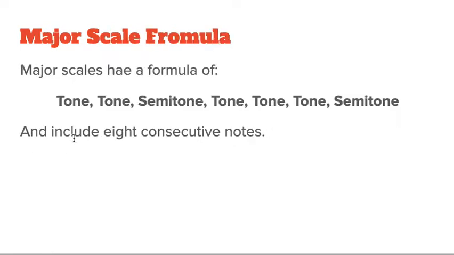Okay, now to find the major or the happy version, each scale has a formula. So the formula for a major scale is tone, tone, semitone, tone, tone, tone, semitone, and you must include every single note. So if we're starting on C and we're going up a tone, it's D, up a tone again is E, semitone is to F, G is a tone, A is a tone, B is a tone, and then B to C is a semitone. So that's why it equals a major scale.